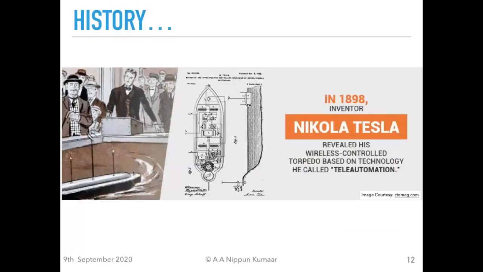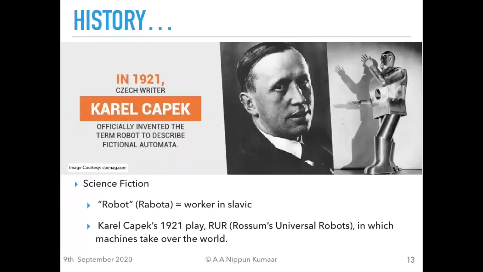Mind you, until this time, there was no term called robotics. The term robot came into existence in 1921 through a Czech writer called Karel Capek. He is the person who coined the term robot. It came from that particular novel, Robota, which means worker in that Slavic language.